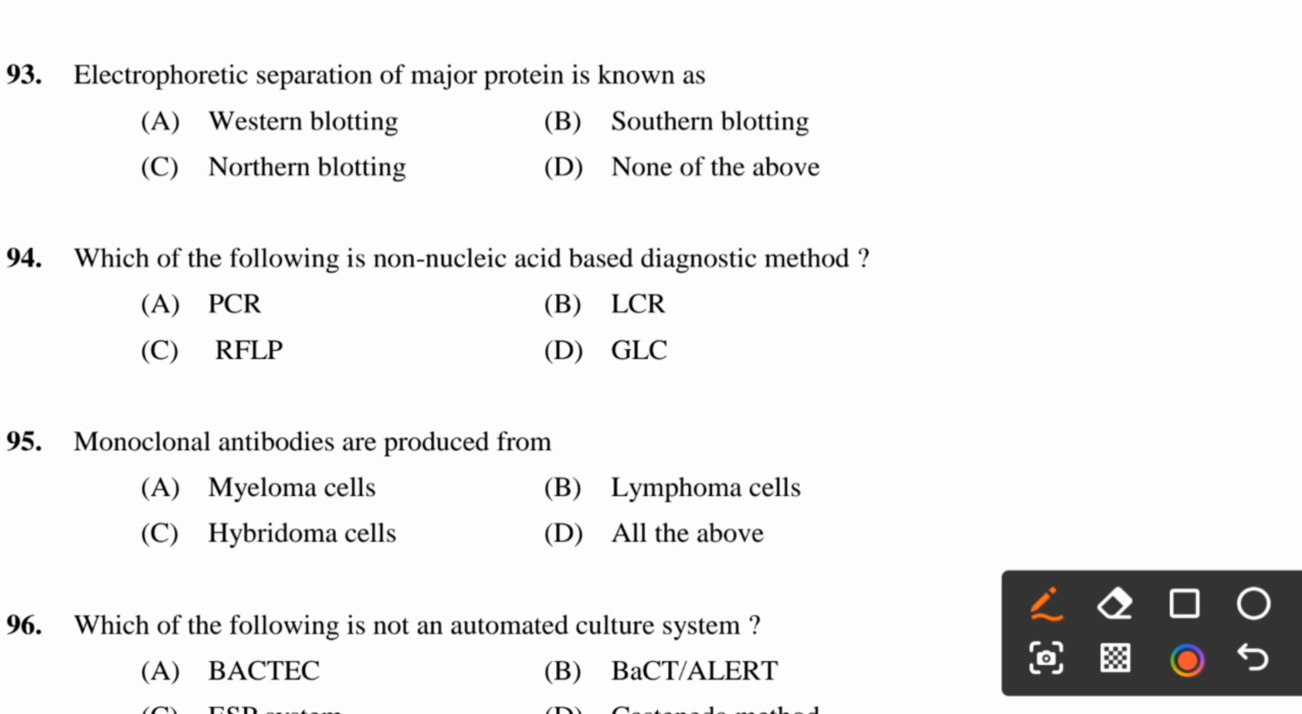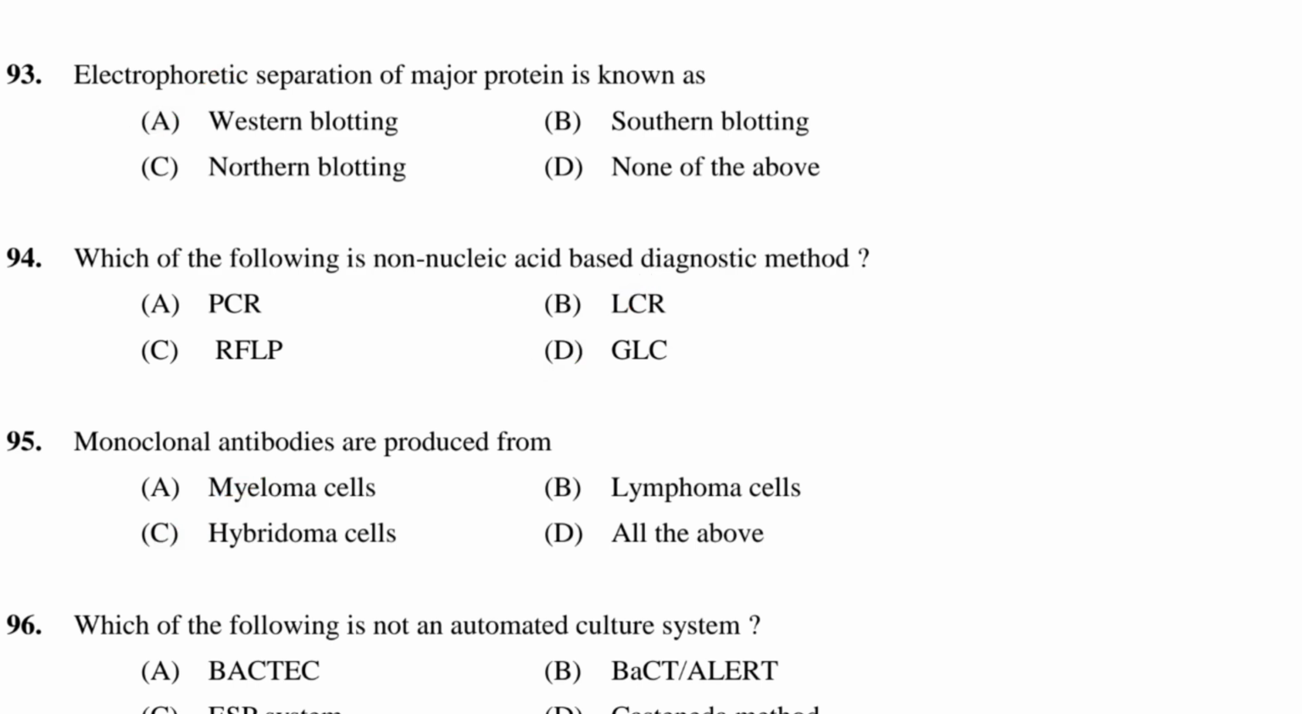Next one, electrophoretic separation of major protein is known as. The right answer is Western blotting. Next question, which of the following is a non-nucleic acid based diagnostic method? PCR, LCR, RFLP, GLC. The right answer is option D, GLC or gas liquid chromatography, which is a non-nucleic acid based diagnostic method. Next one, monoclonal antibodies are produced from. The right answer is hybridoma cells.